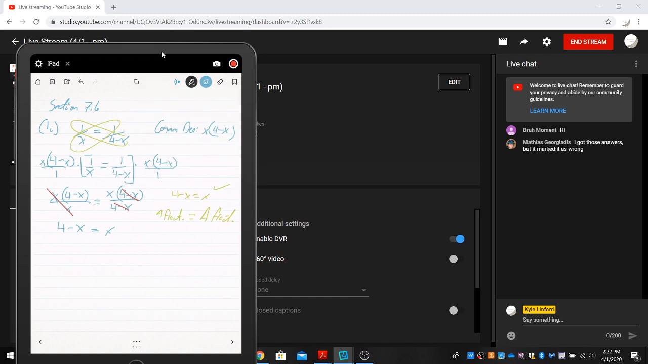Now let's go ahead and solve this. I can add x to both sides, and when I add an x to both sides, we get 2x equals 4. Divide both sides by 2, and you get 2 equals x. There is our final answer. x is equal to 2.